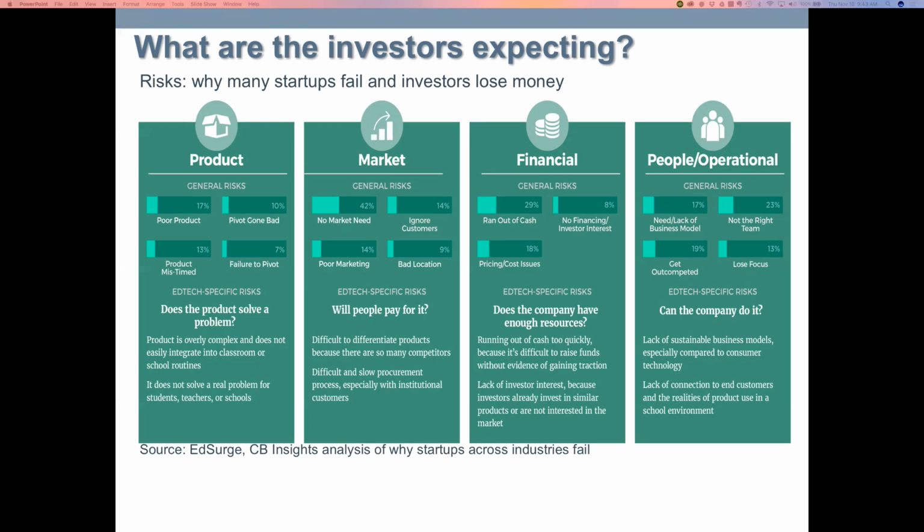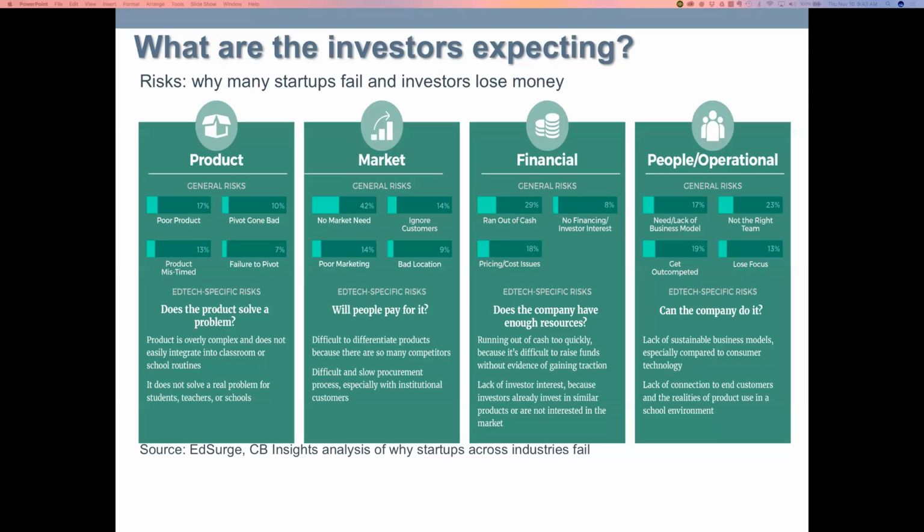And here is a list of general risks and edtech-specific risks from CB Insights and EdSearch that analyze why startups across industries fail. One of the questions is, does the product solve a problem in the market? If a product is overly complex and does not easily integrate into the classroom or school routines, there's not going to be product market fit. And most likely the startup will run out of cash and will not have revenue, and it will fail.